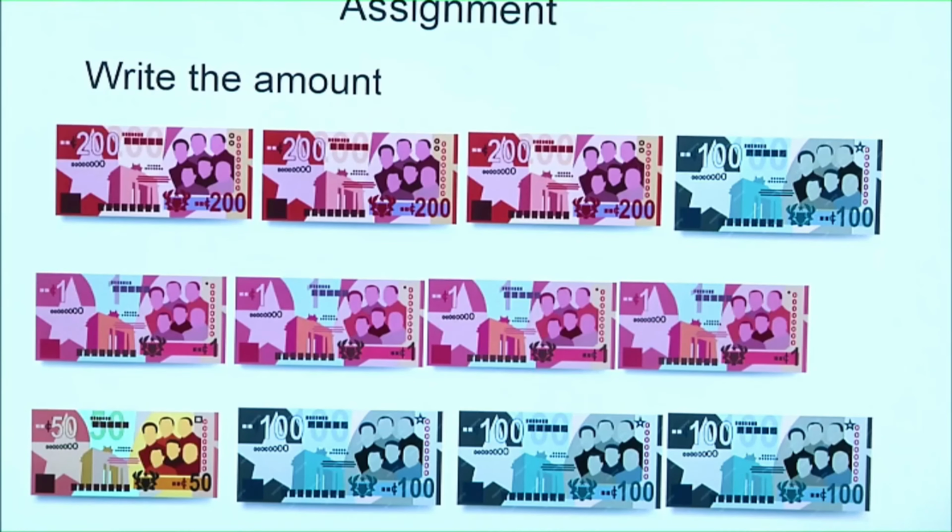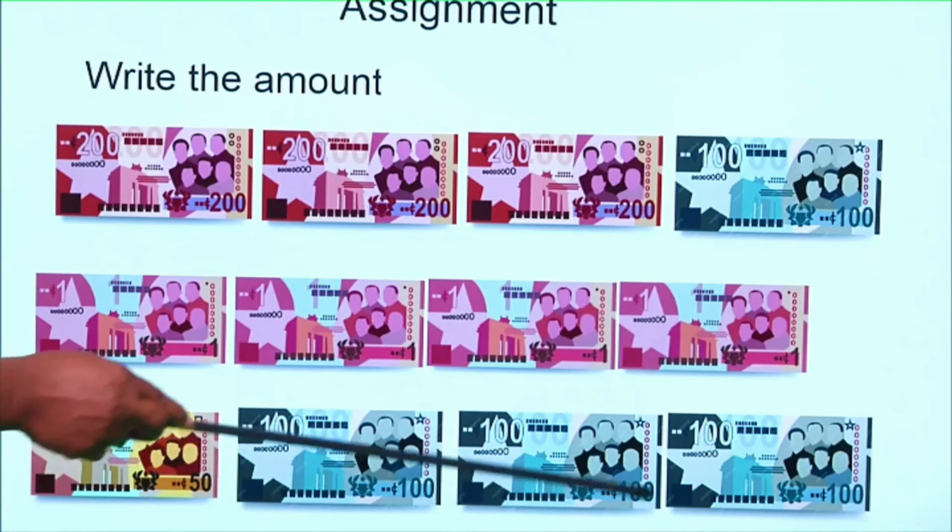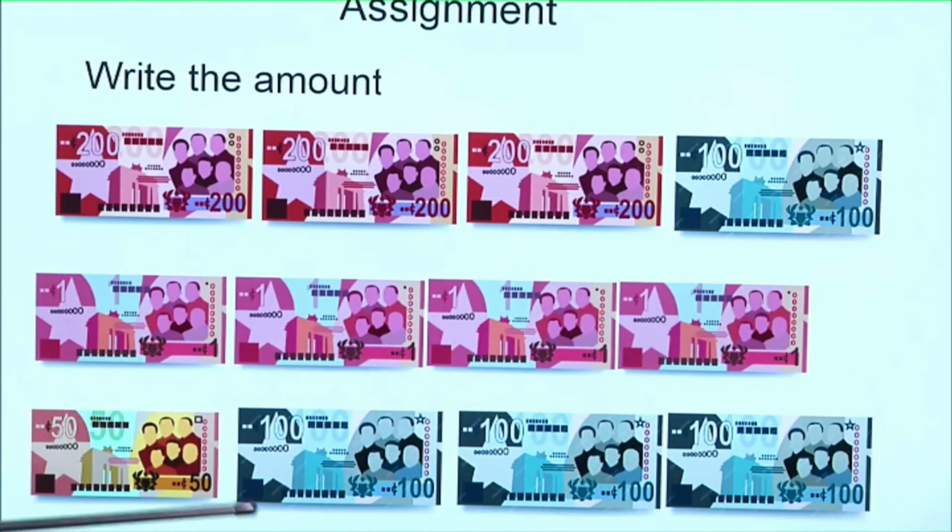And the last one. Which token is this? This is 50 cedis. I hope you've seen it. Yes. What about this one? 100 cedis. This is 100 cedis and this is 100 cedis. Add all and write the amount for me. I want you to write it in your book. When you are free at home, you do it for me.